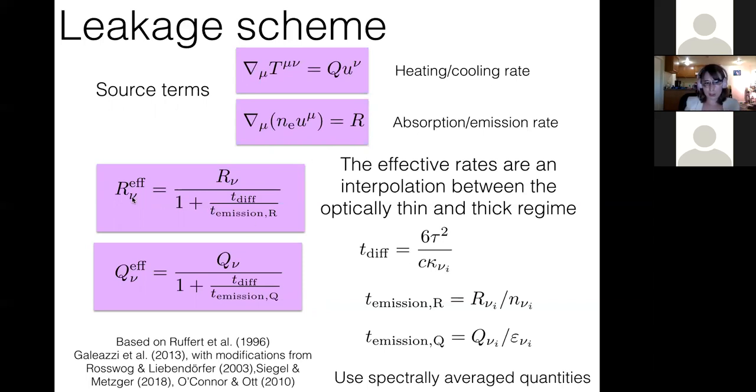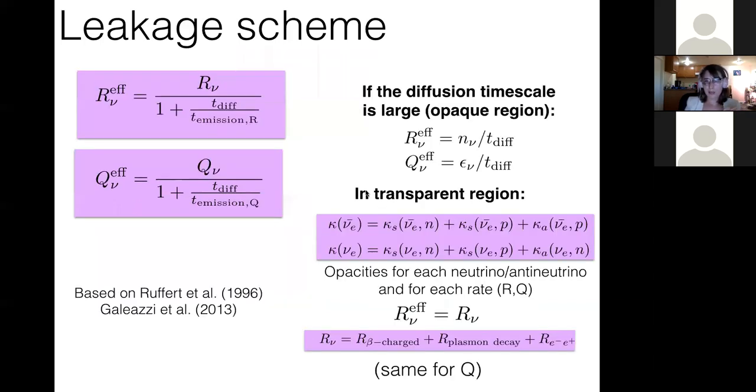Here, I'm showing what the effective rate is, and it involves the diffusion timescale and the emission timescale. What's really nice is that if we are in the opaque region, then the effective heating and emission rates are going to just go to what they should be if only diffusion were happening. Whereas in the transparent region, the emission rate is going to be the sum of the emission rates from all the reactions that I showed: the beta process, the plasmon decay, and the pair annihilation. And this is the same for the heating rate.